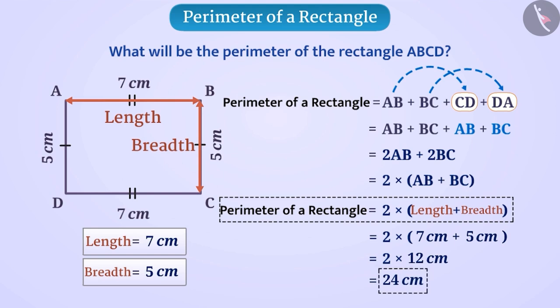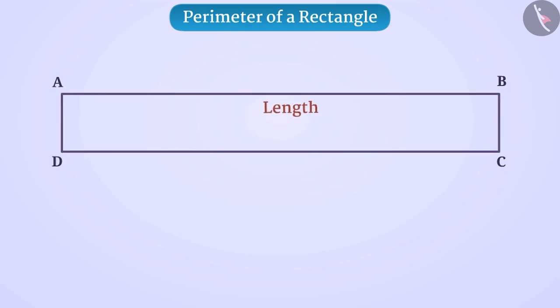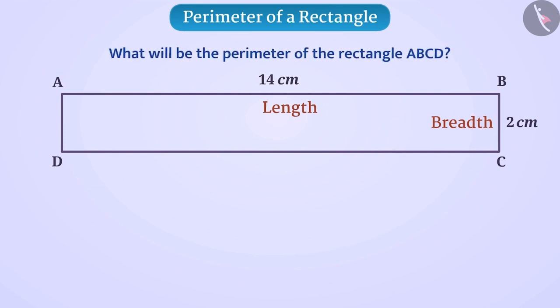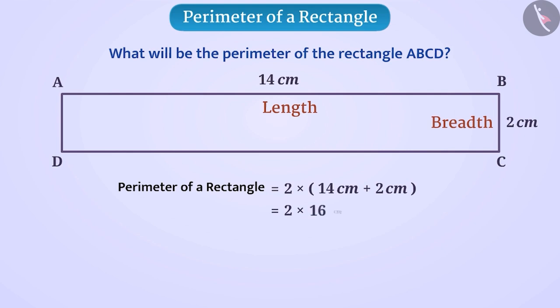So now, will you be able to tell if the length of a rectangle is 14 cm and the breadth is 2 cm, then what will be its perimeter? Give it a try. You've got it right. In this case, the perimeter of the rectangle will be 2 into (14 cm plus 2 cm), which is equal to 2 into 16 cm, which is equal to 32 cm.